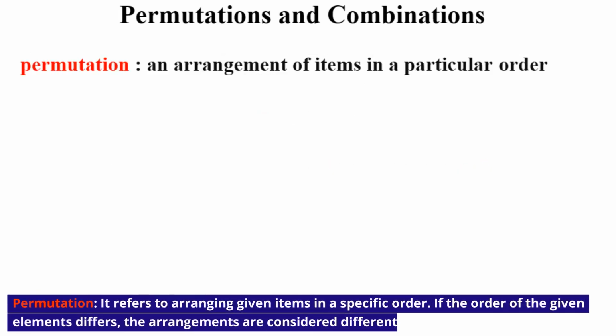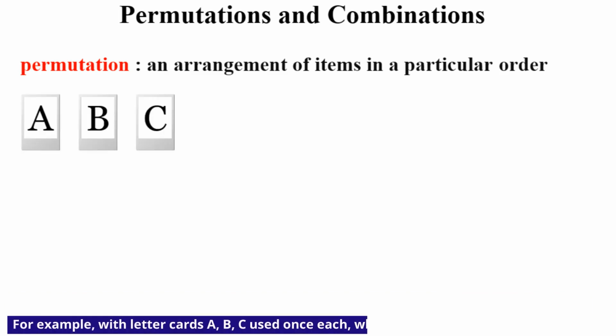Permutation. It refers to arranging given items in a specific order. If the order of the given elements differs, the arrangements are considered different. For example, with letter cards A, B, C used once each, what words can be formed?